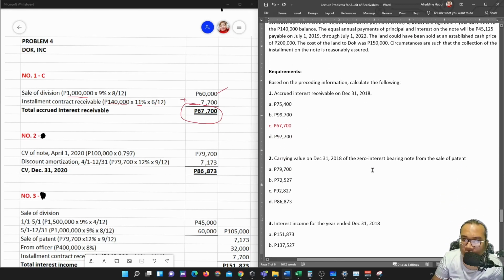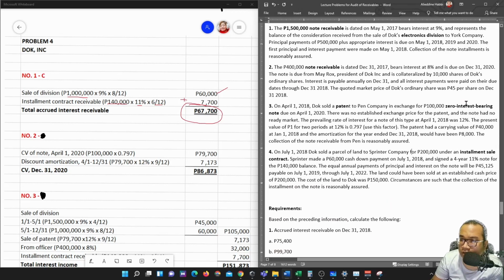Carrying value on December 31, zero interest from the sale of the patent. Carrying value, zero interest bearing to. So, alam niyo, wala yung interest receivable, wala yung computation na ganun, diretso sa ano. Mag-start ka sa discounted amount niya, tapos sa amortization table naman, zero interest bearing, per year dagdag siya, until ma-reach yung amount niya.